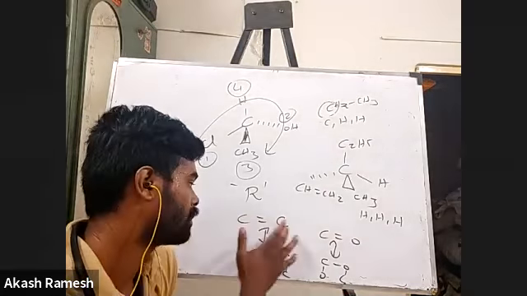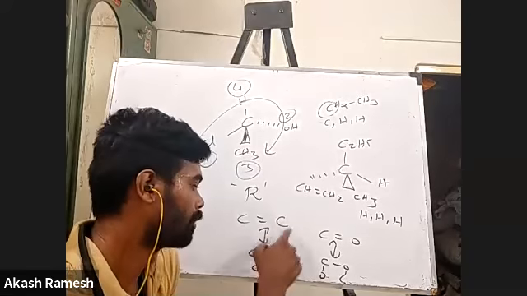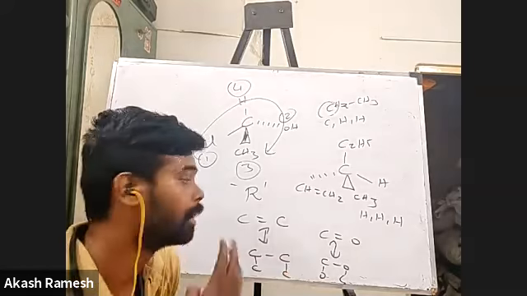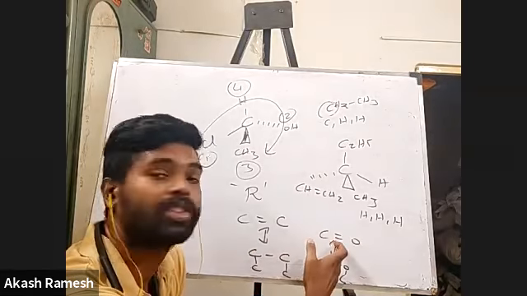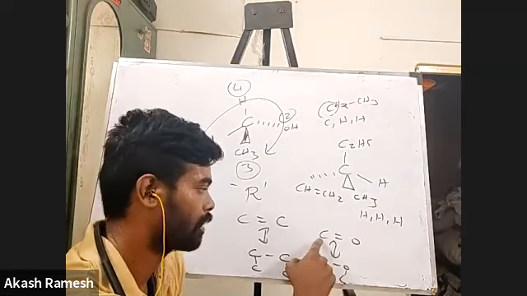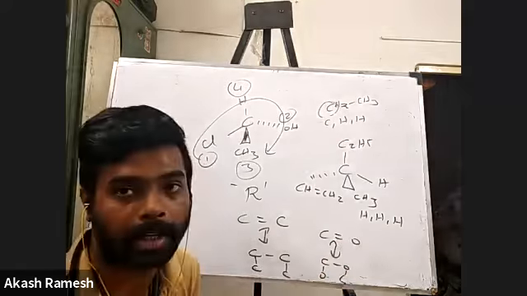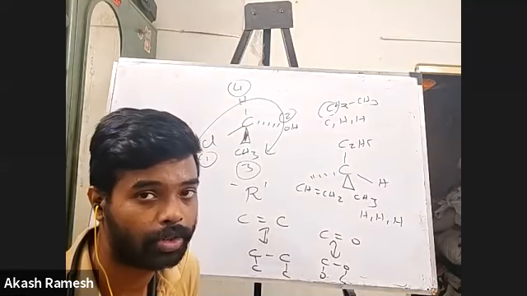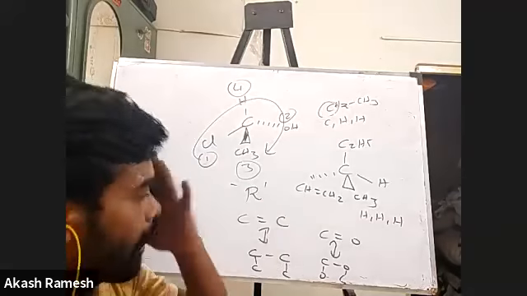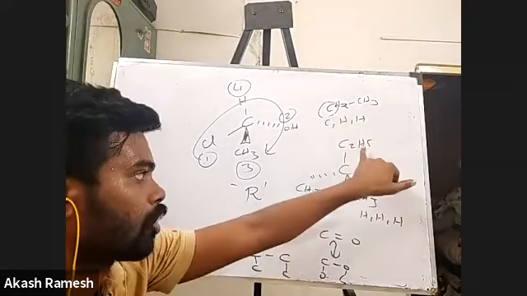Whenever you have a C double bond C, C single bond C, you put for this carbon atom one more carbon atom, and for this carbon atom one more carbon atom. Same goes when I have a C double bond O. So I have C single bond O done. For this carbon atom there is an oxygen atom, for this oxygen atom there is a carbon atom attached. No issues, right?